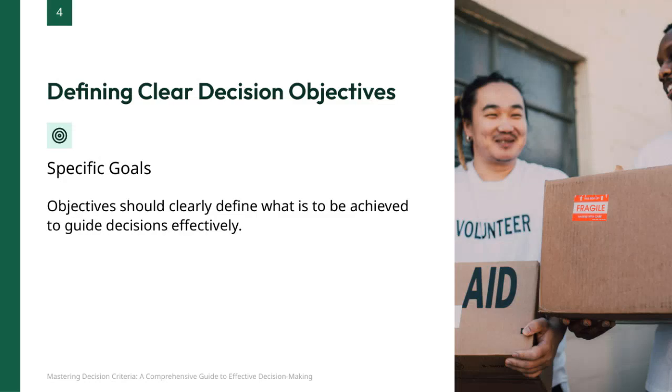Here we're focusing on the importance of defining clear decision objectives. When setting objectives, it's crucial that they clearly outline what we want to achieve. This clarity helps guide our decisions effectively, ensuring that every choice we make aligns with our desired outcomes. Think of it like aiming for a bullseye. When goals are specific and well-defined, our efforts become more targeted and successful.